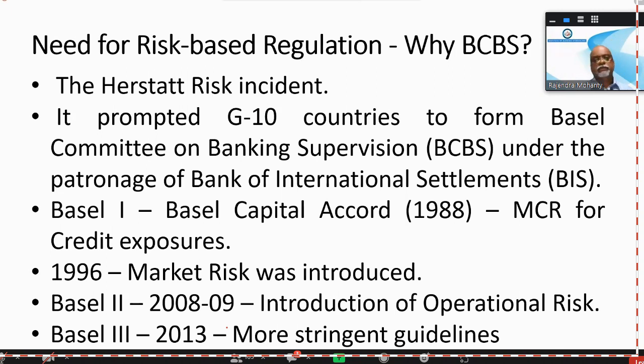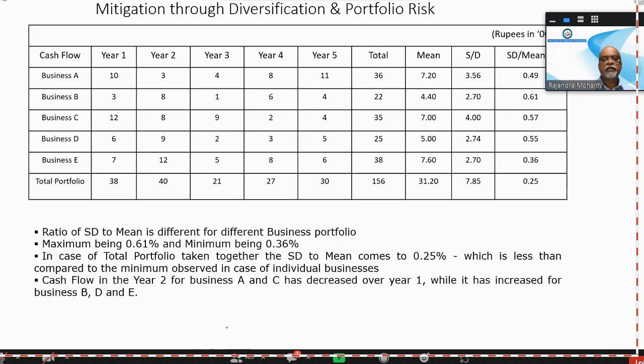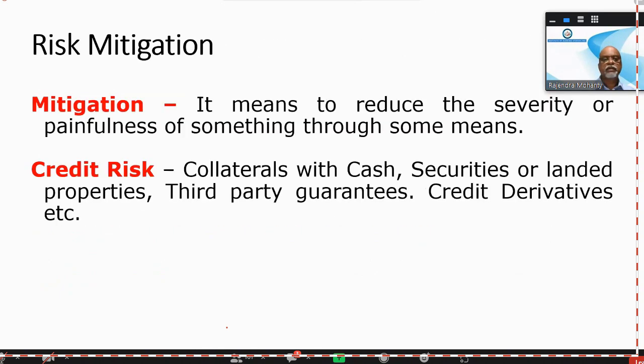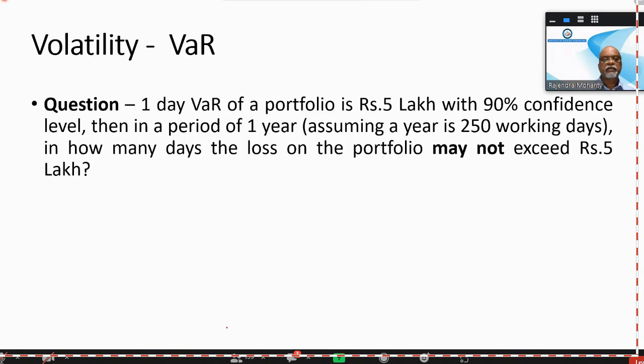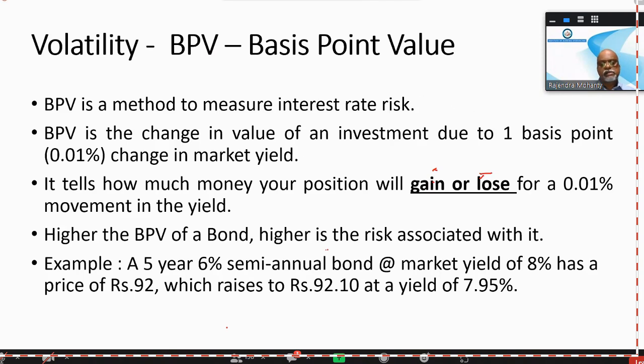Sir, in the BPV calculation slide, what is the calculation? One question was: time is 5.6%, semi-annual market yield 8%, price was changing from 92 to 92.1%. Sir, in that, what is the use of the 6% semi-annual market yield? Nothing. Just to distract you, that was given. That has no relevance.